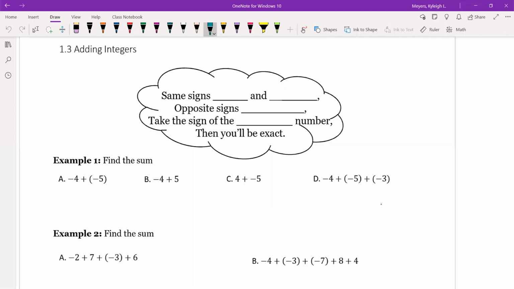All right, so we kind of previewed adding integers a little bit in the absolute value topic, but now we're going to dive into it, right? So there's a saying that we're going to have, and you're probably going to want to memorize it. I'm sure you might have heard it.